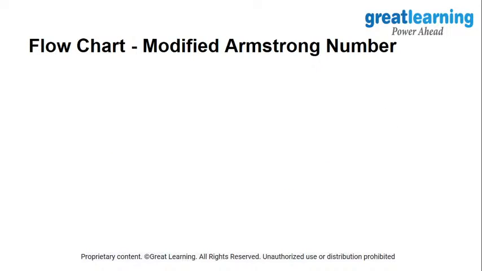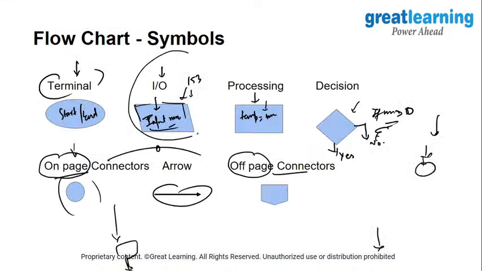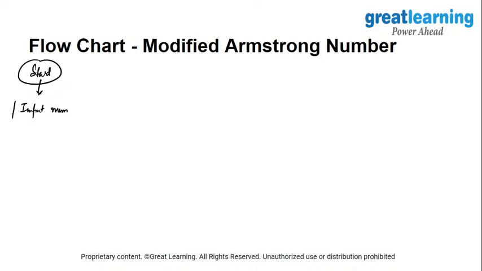Now let's see what will be the flow chart of our modified Armstrong number. So first thing that we do, we start. Then we will take the input. Input is num. If you're taking input, which symbol do you have to use? This symbol. So let me just make it. Yeah, so this is the symbol.